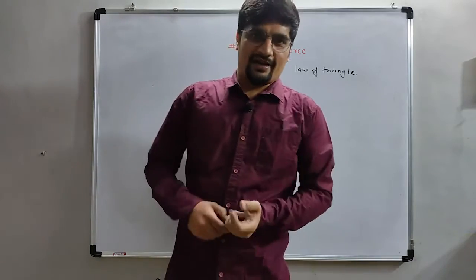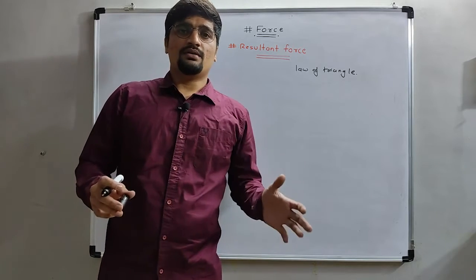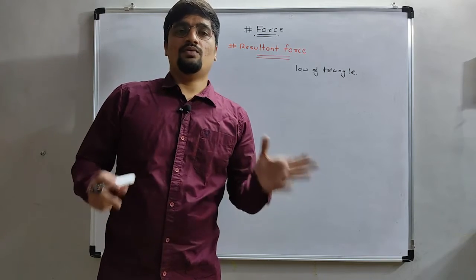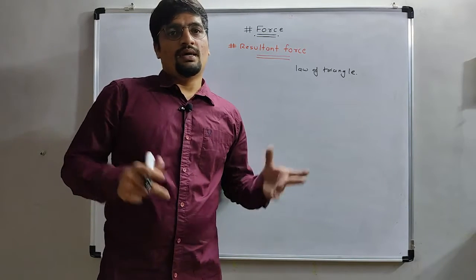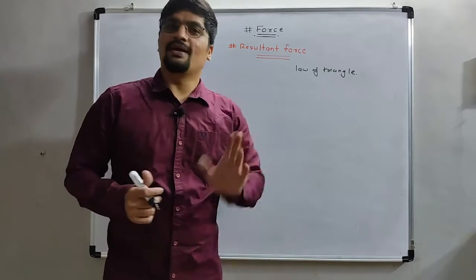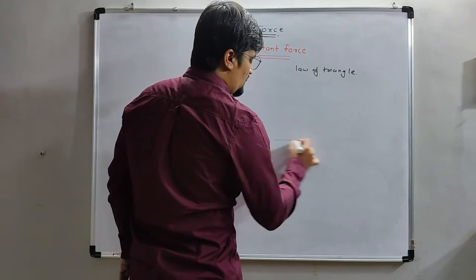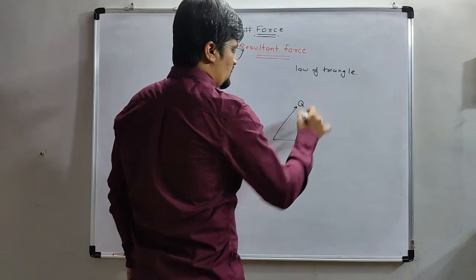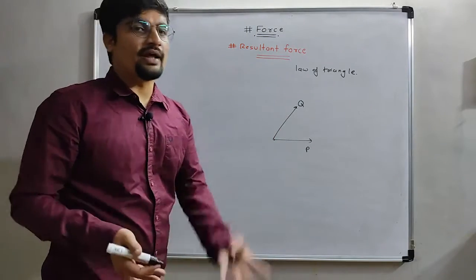Moving towards the law of triangle. So the statement of law of triangle is different. Like in law of parallelogram, if the resultant force of the two adjacent sides of the parallelogram P and Q is a tensile or compressive force, then the resultant will be the diagonal of the parallelogram. And in triangle, if the two forces P and Q are two sides of the triangle, then the resultant will be the third side of the triangle.